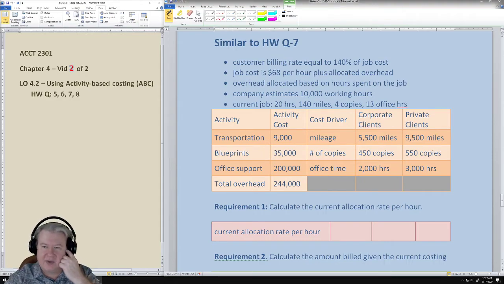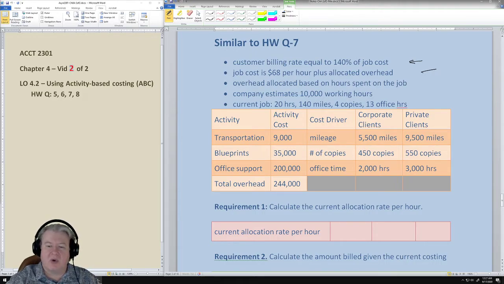So here we have something where, okay, we're going to have some billing. Give some information about how to bill the job cost. They say whatever the job cost is, 140% of that is what we bill. You notice here, this is our direct labor, $68 per hour, and then it says we allocate based on hours spent on the job, and the company estimates this amount, this amount, this amount.